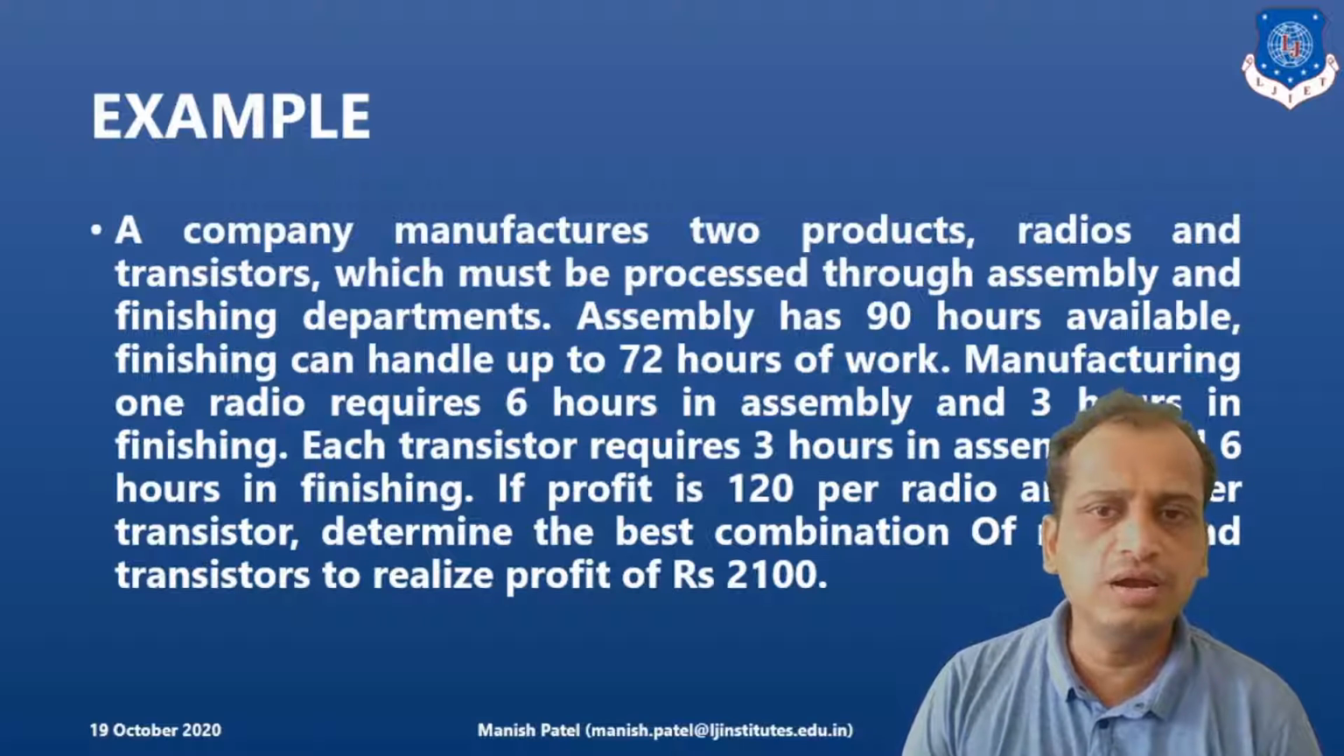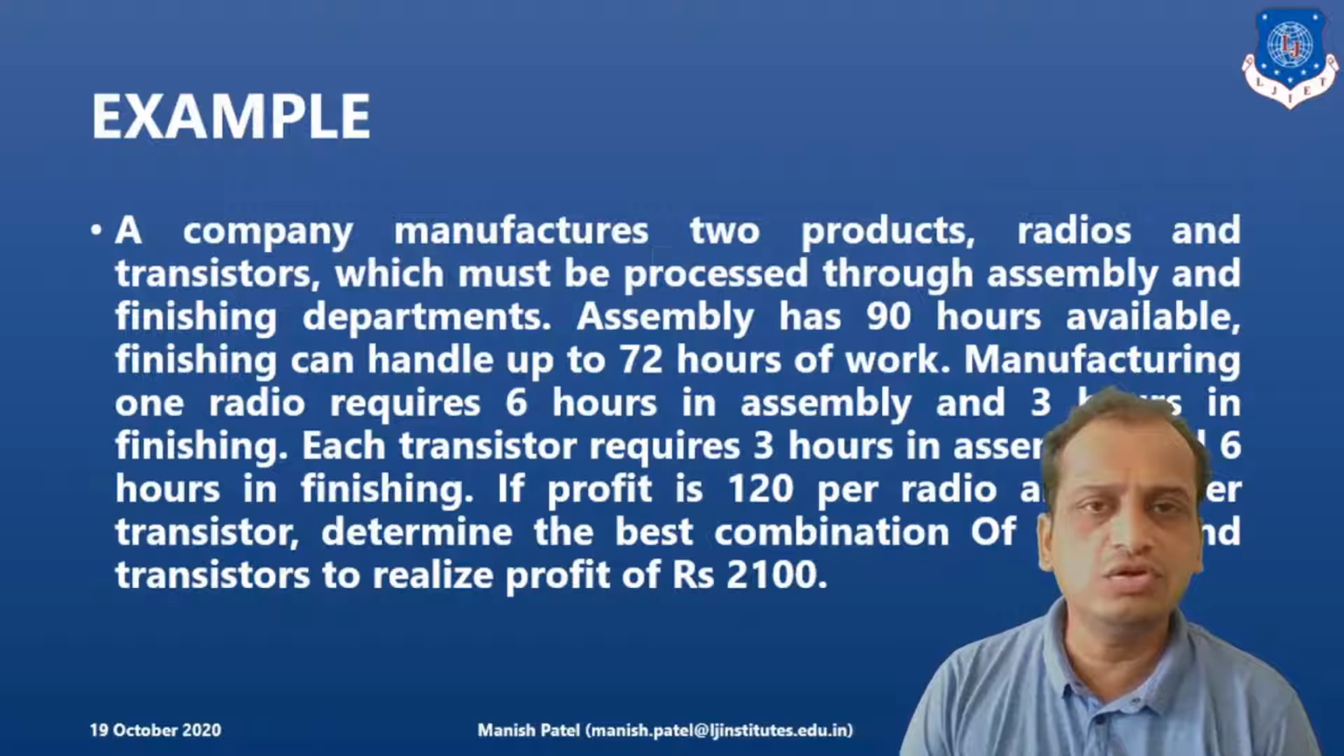Manufacturing one radio requires 6 hours in assembly and 3 hours in finishing. So this constraint is for the radio. Each transistor requires 3 hours in assembly and 6 hours in finishing. So this second constraint is for the transistor.